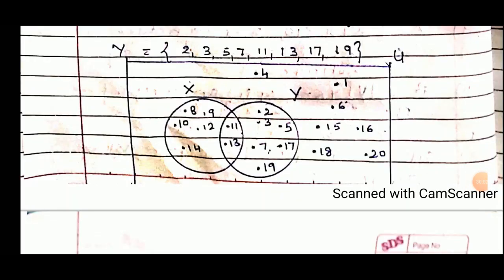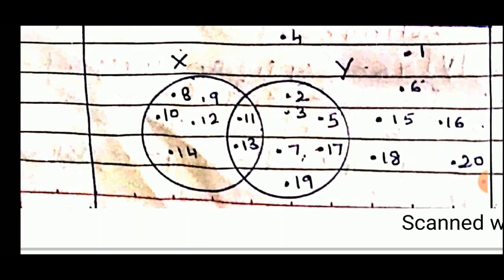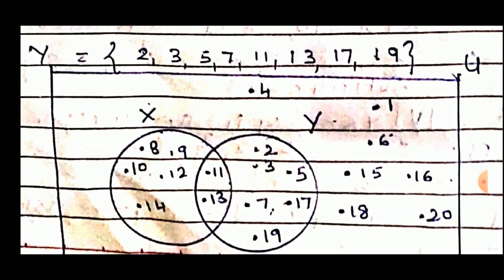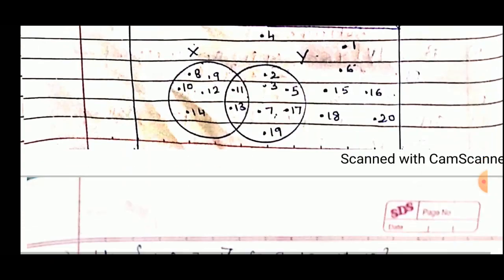So draw the universal set U denoted by the rectangle, and then inside it take two circles X and Y. Then show that 11 and 13 are common. In the common part you will write down the common elements 11 and 13. Now remaining elements of X you will write down in this circle, and remaining elements of Y you will write down in the remaining part of Y. Whatever elements are not there in X as well as in Y, you will write down in the remaining part of the universal set in the rectangle.